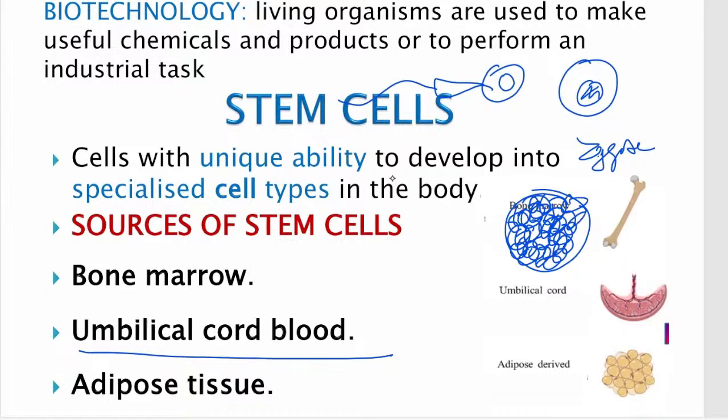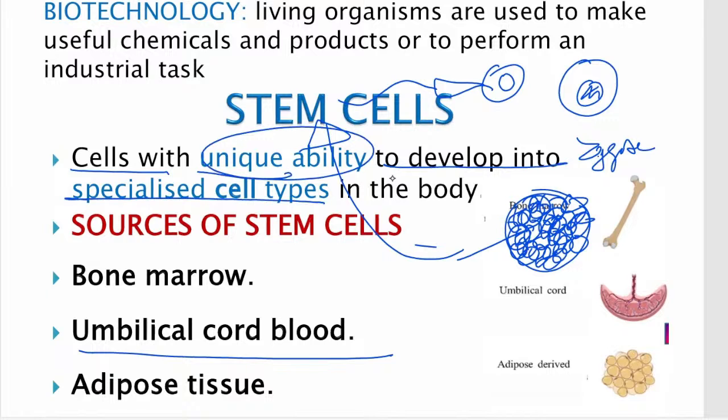Where are these coming from? Where are the legs coming from? Meaning that this ball of cells is an example of stem cells. These cells have not yet differentiated. They have not formed specialized cells. That's why I'm saying that stem cells have the unique ability to develop into specialized cell types.